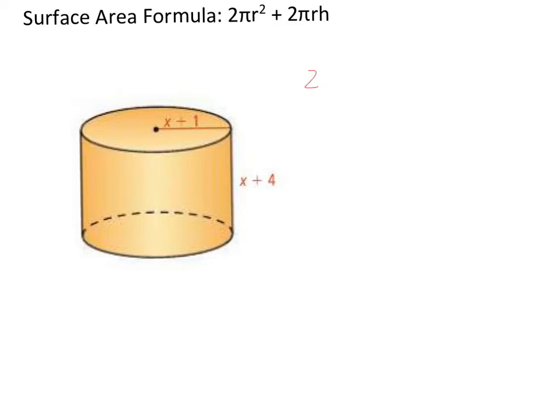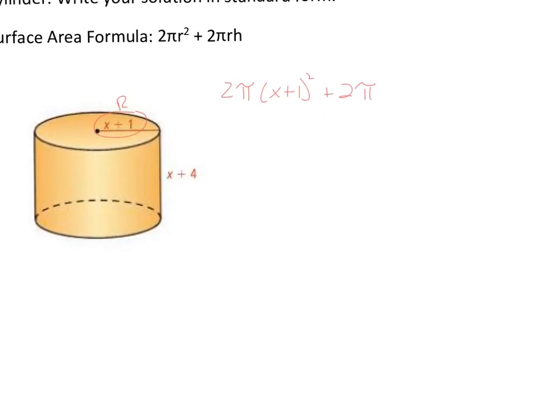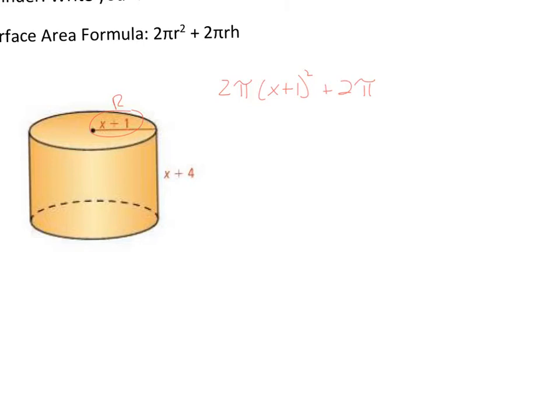I've got 2 pi. Now my radius is right here. This is my radius. So there's x plus 1 squared plus 2 pi. My radius on this guy is going to be x plus 1, and my height is going to be x plus 4. Now, we have not really talked a lot about this yet. We're actually going to hit this pretty heavy tomorrow. But when you have a squared right there, it means you're going to write it out twice.